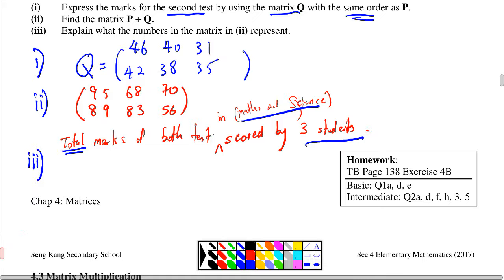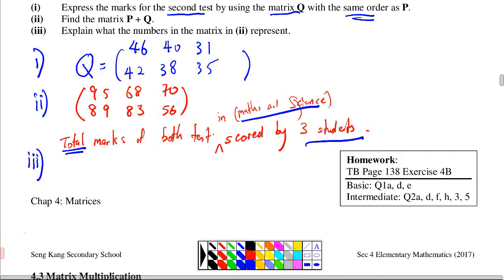Total maths and science, students. The total marks scored by the 3 students. Even though it is so simple, we make it so complicated. No, simple or difficult is fine. If you write a paragraph, it's fine. But you need to tell us total mark. You need to have maths and science. You need to have the 3 students. What will you write? Total marks for maths and science scored by 3 students.